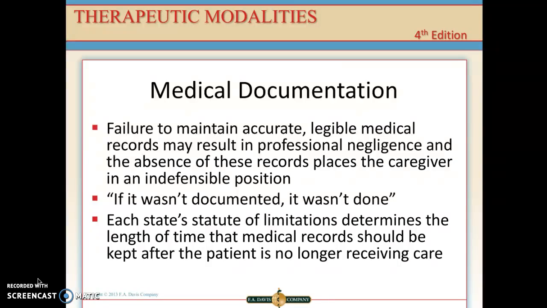That's a pretty big issue of the administrative side of athletic training. So failure to maintain accurate, legible medical records may result in a claim of professional negligence, and the absence of these records places the caregiver in an indefensible position. It's kind of a saying in athletic training then, if it wasn't documented, it wasn't done. So if you want to be able to prove that you provided the best care for the patient's ACL tear, AC separation, ankle sprain, mono, then you need to make sure that you keep good records of it.